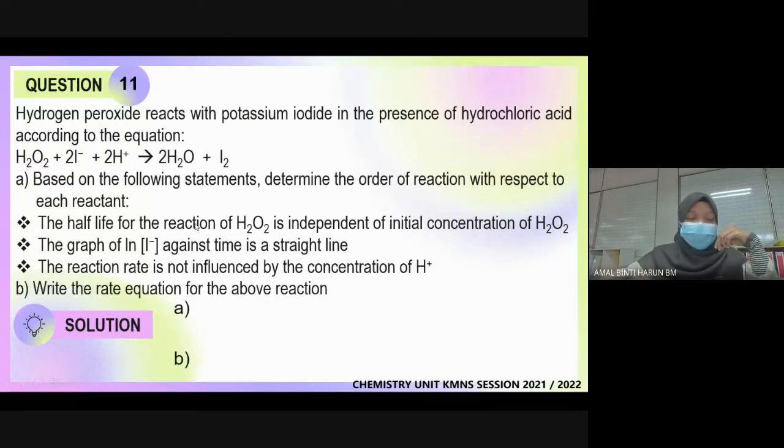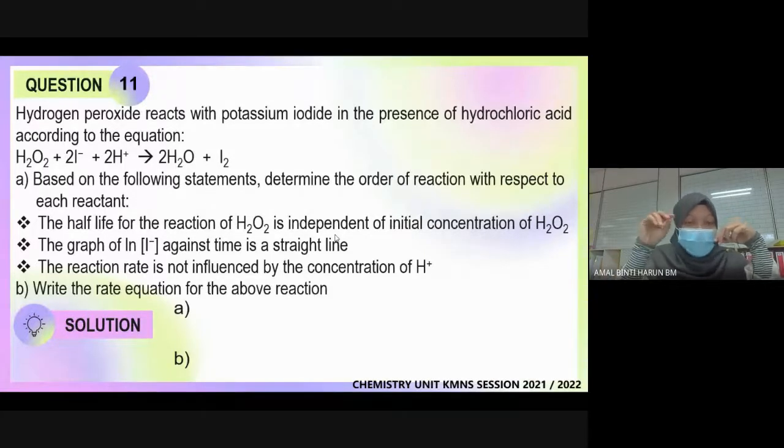Okay, kat sini. Based on the following statement, determine the order of reaction with respect to each reactant. So macam mana kita ada reactant kita adalah H2O2, iodide and HCl, which is H plus. So kita nak tahu order with respect to each of the reactant: hydrogen peroxide, iodide dan H plus. Based on this statement, boleh tak kita predict dia punya order? Half-life for the reaction of hydrogen peroxide is independent of its initial concentration.